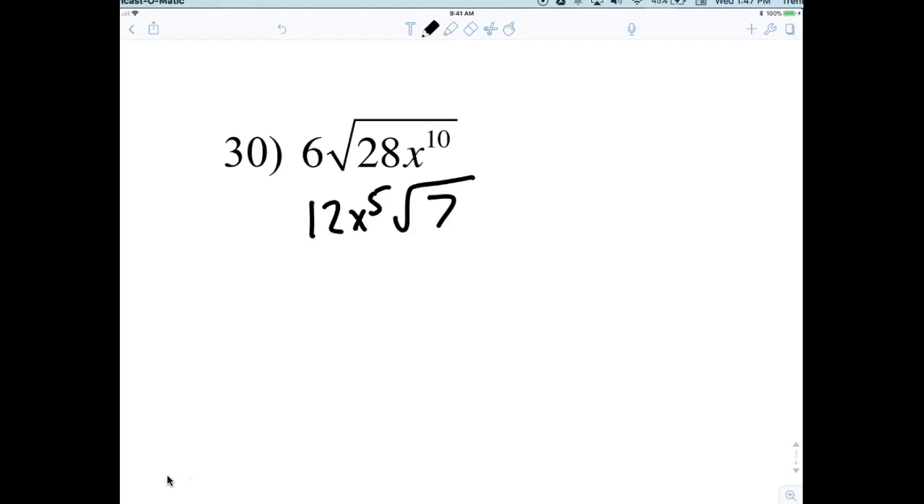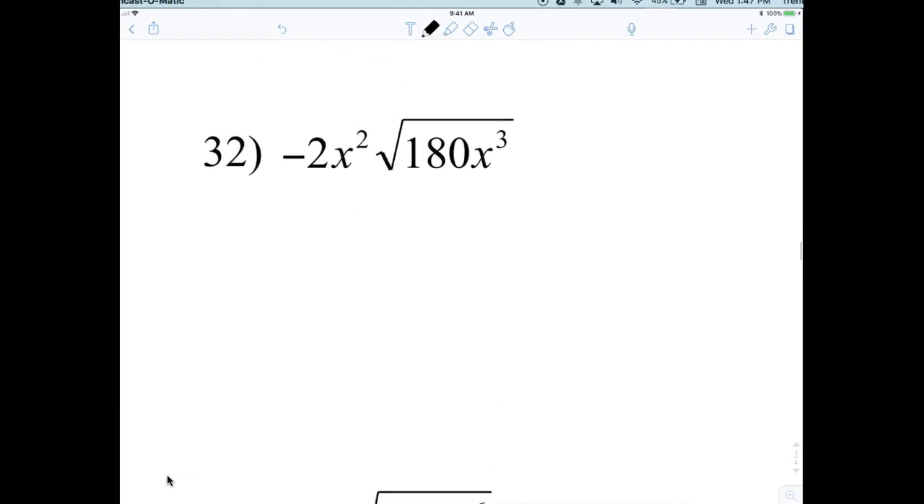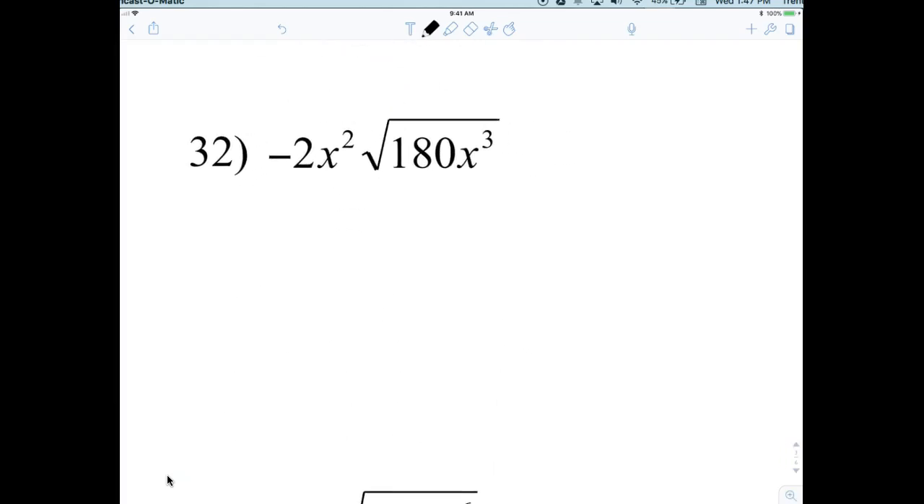All right, 12x to the 5th radical 7. Everybody happy with that? All right. Do you remember what 180 was? 36 times 5. Very good. Those of you guys remember that? That's a common problem. So there's a lot going on here. If you get this one right, you pretty much can reduce.